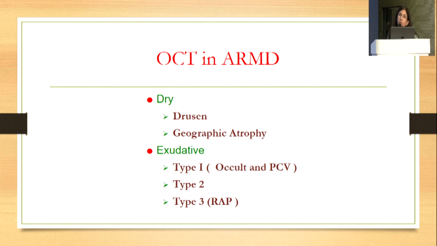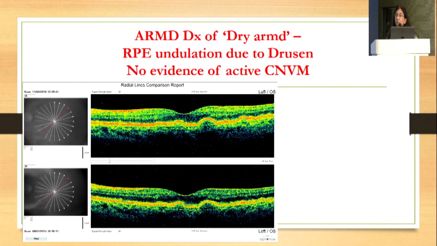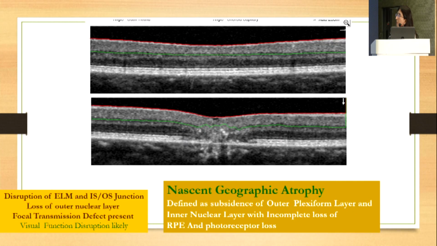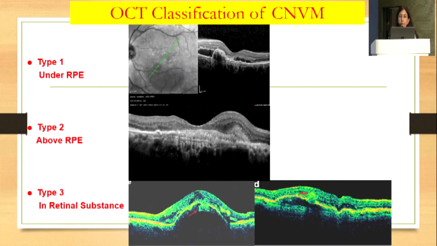So in AMD, dry type and exudative type. In the dry type, like I said, we will see these kind of undulated RPE. And in more advanced cases, in geographic atrophy, you will see loss and disruption of the external limiting membrane, of the ISOS junction, and the outer plexiform and nuclear layer.